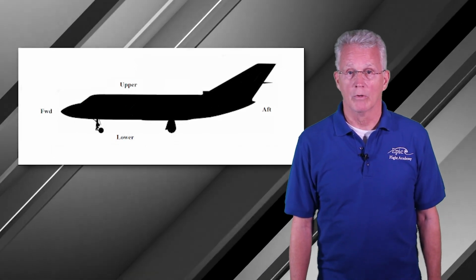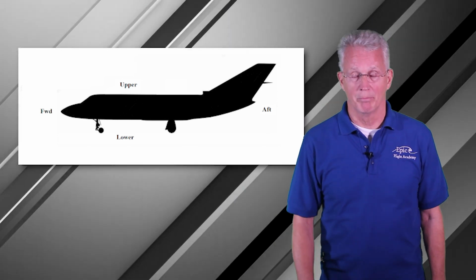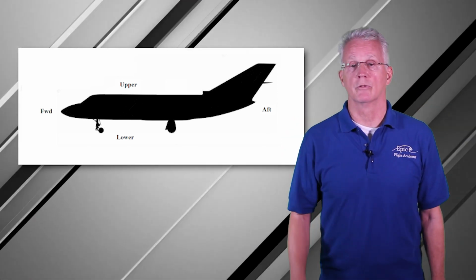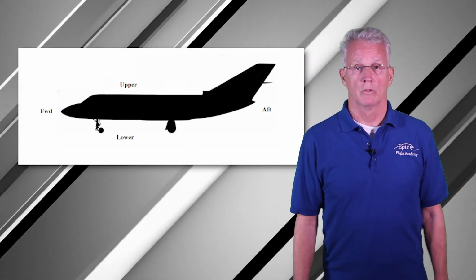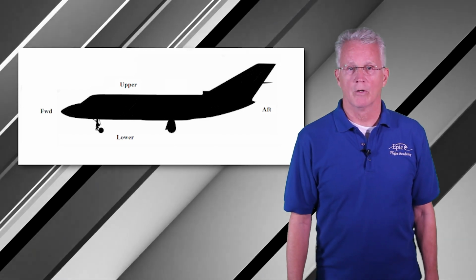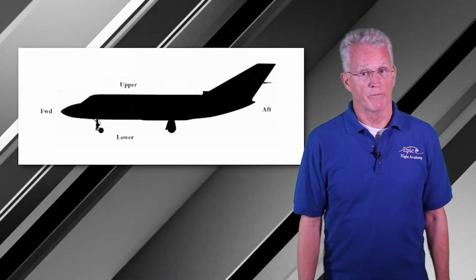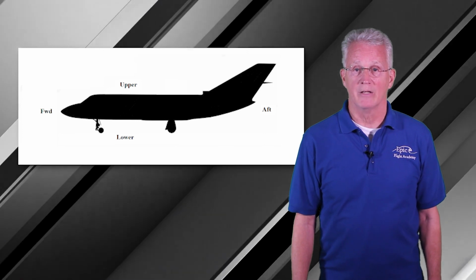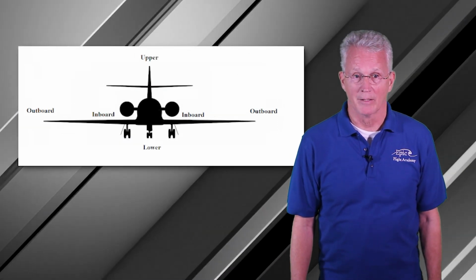Upper and lower refer to top and bottom. The top is referred to as upper, the bottom lower. Upper and lower can be viewed or referenced either from the side or front to back.